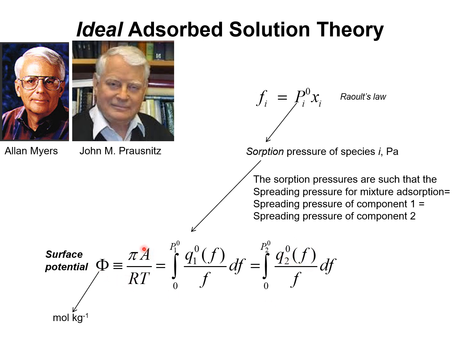Since the surface area A is not easily accessible, it is convenient to define the surface potential phi as the spreading pressure times the specific area divided by RT. The surface potential can be determined from information on the unary isotherms.